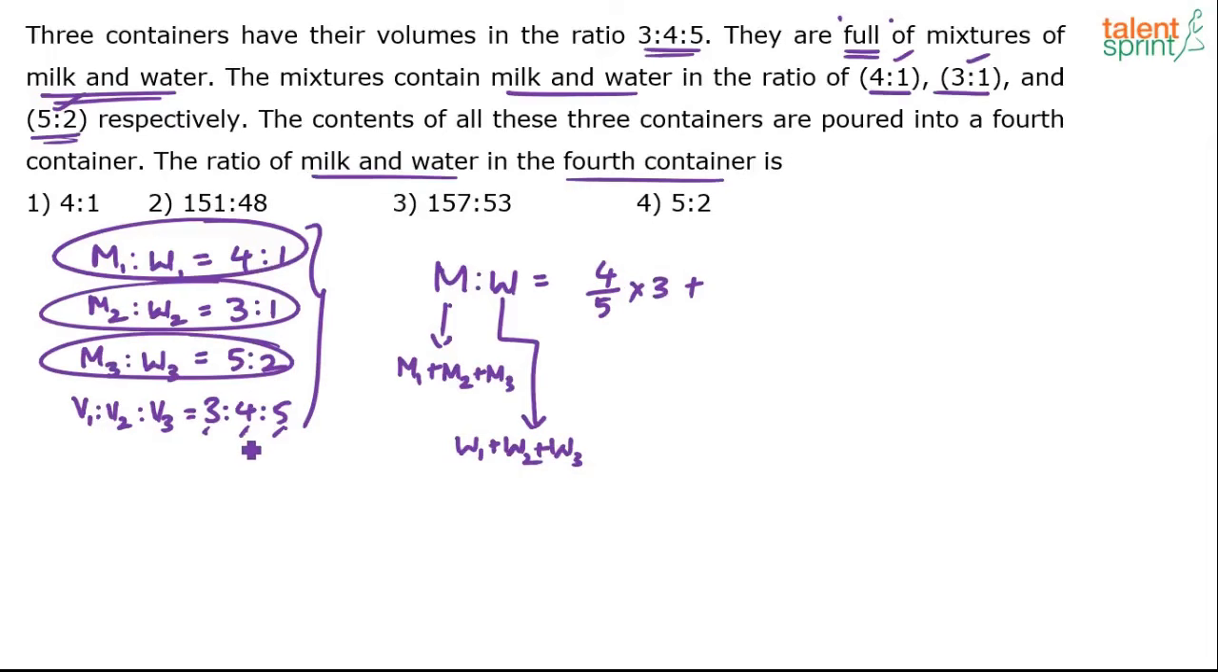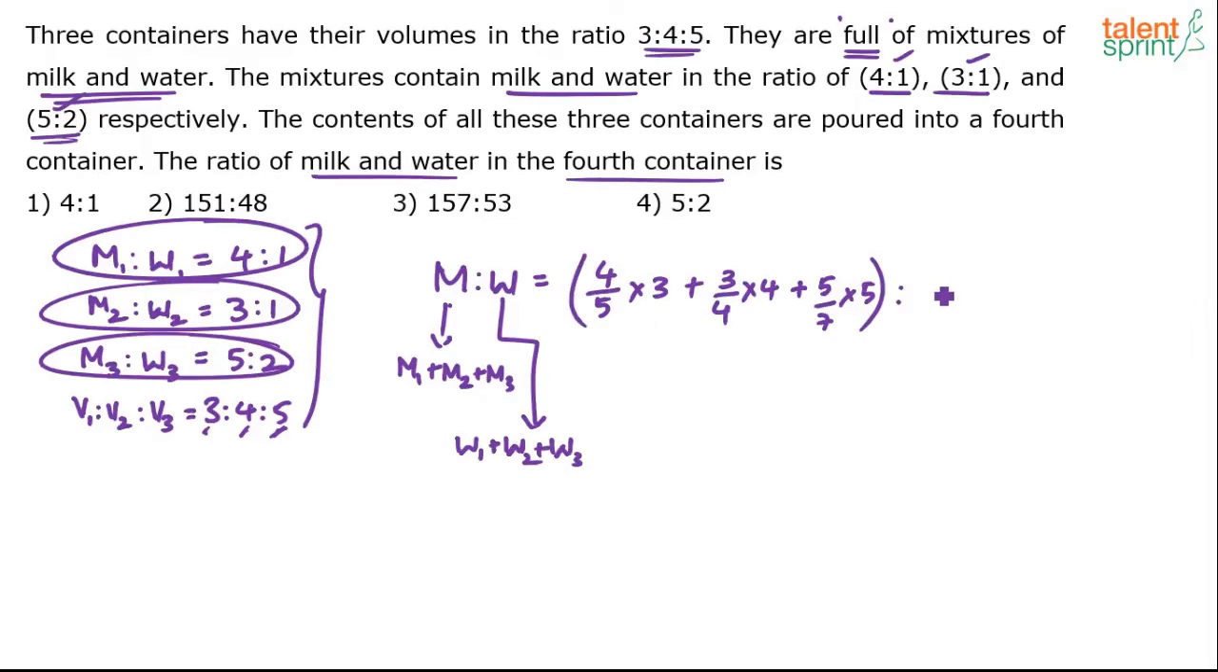Plus, in the second container where the volume is 4 liters, how much is milk? 3 by 4 into 4. Plus, in the third container where the volume is 5 liters, how much is milk? 5 by 7 into 5 liters. This is total milk.